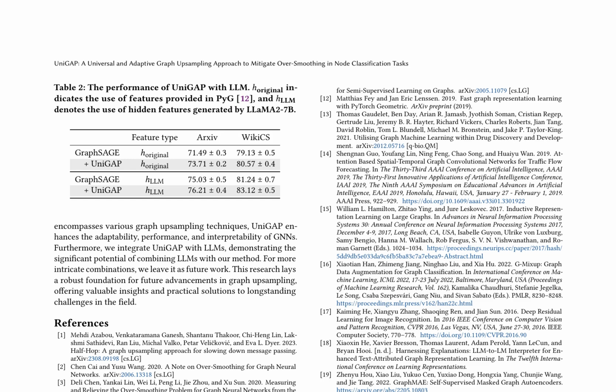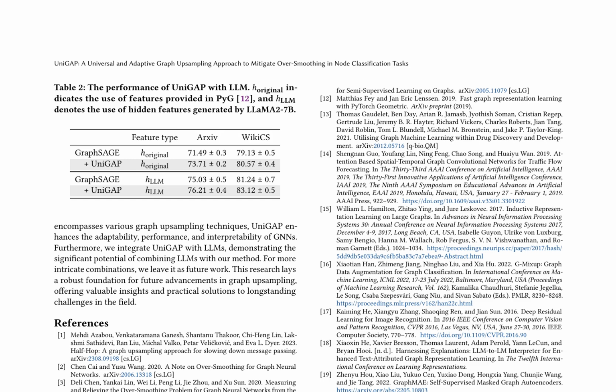UniGAP is a universal and adaptive graph upsampling approach designed to mitigate oversmoothing in node classification tasks. By integrating various graph upsampling techniques, UniGAP enhances the adaptability, performance, and interpretability of graph neural networks, GNNs. The authors demonstrate the potential of combining UniGAP with large language models, LLMs, such as Llama 2 7B, to generate hidden features that improve node classification performance.